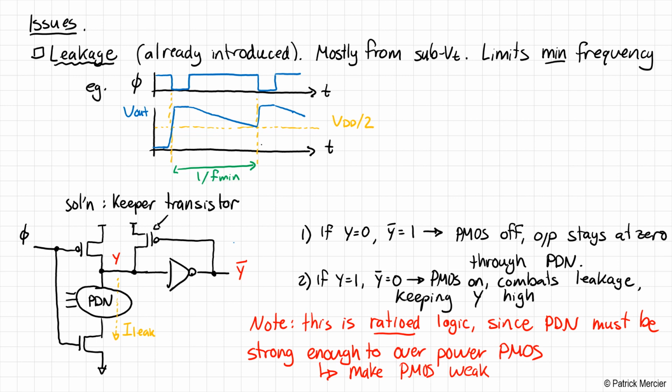And the pull down network, if it's properly designed to have an effective resistance of R, should be able to overpower that PMOS and bring Y low when it needs to on the next cycle. Okay, so this is a very nice solution to this leakage problem. So let's discuss the next issue, and that's a little nefarious one called charge sharing.